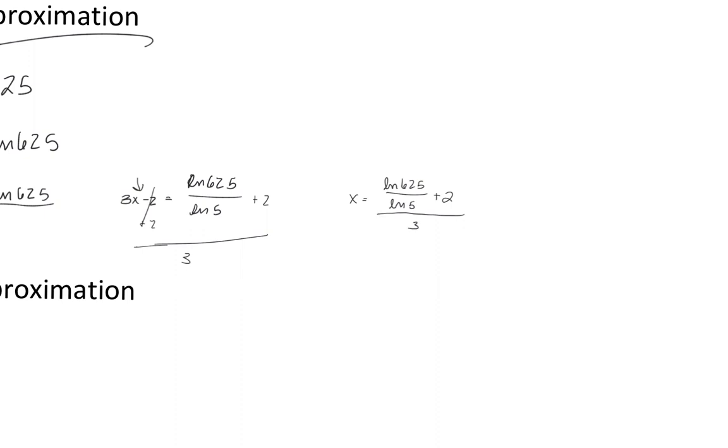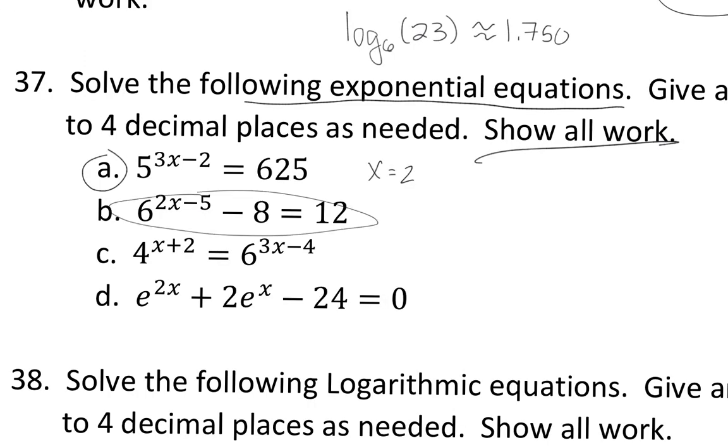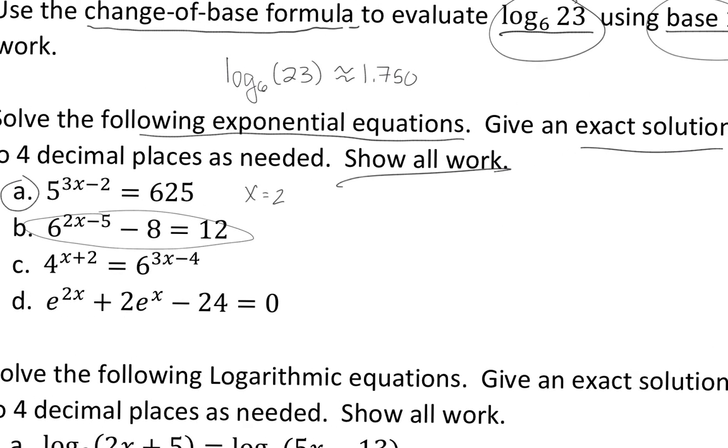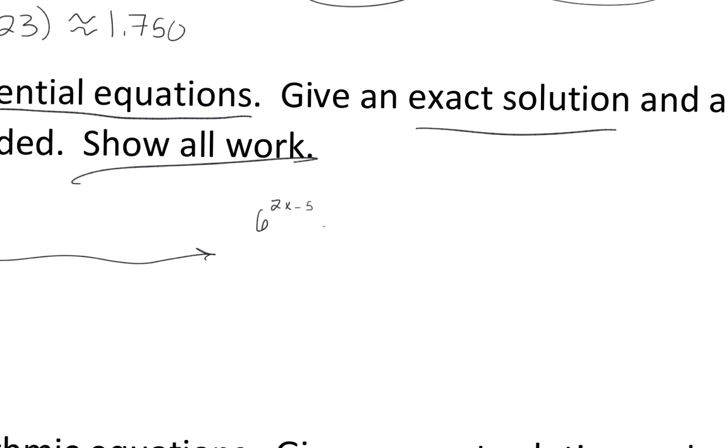And then plugging that into your calculator is going to give us that x has a value of 2. And that just comes from this right here is 4. So we have 4 plus 2 over 3, 6 over 3, which is just 2. Moving on to the next one, I have 6 to the 2x minus 5 minus 8 is equal to 12. So I'm going to take this to say x. 6 to the 2x minus 5 minus 8 is equal to 12.